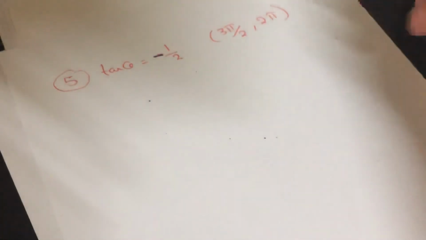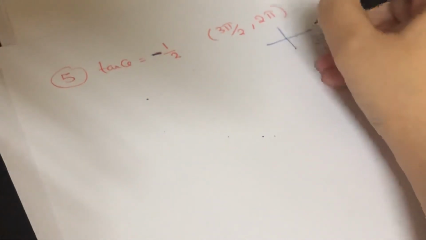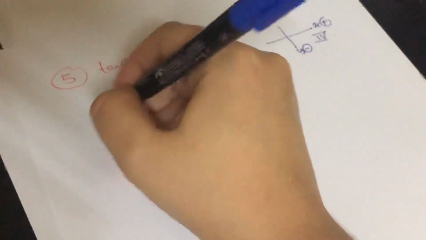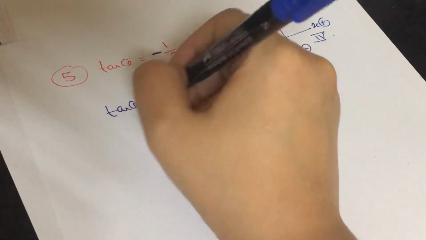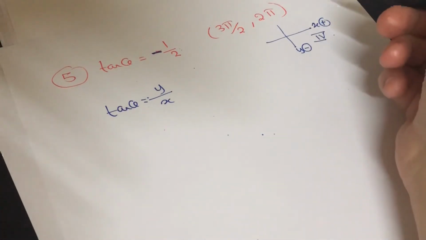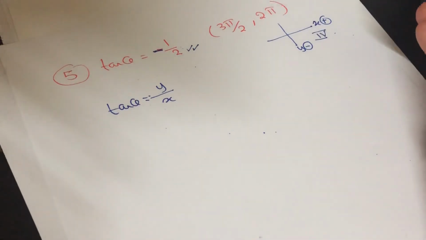Okay, I'm in which quadrant? I'm actually trying to fix the camera. Okay, I'm actually in quadrant 4. And in quadrant 4, x is positive while y is negative. You know that tan theta is equal to y over x. So the negative belongs to the y and not to the x.